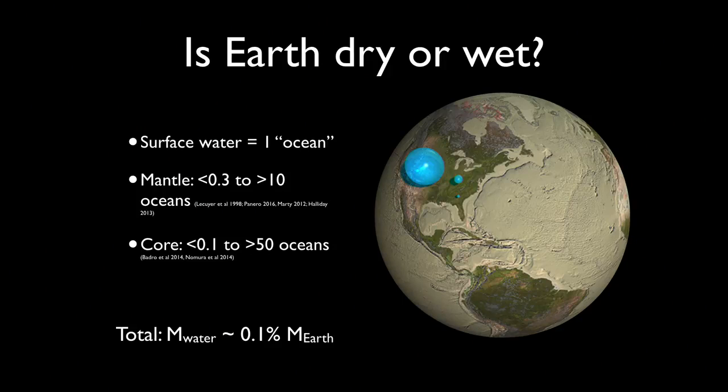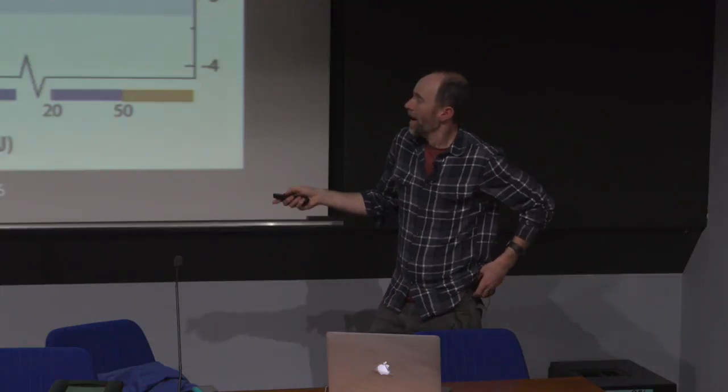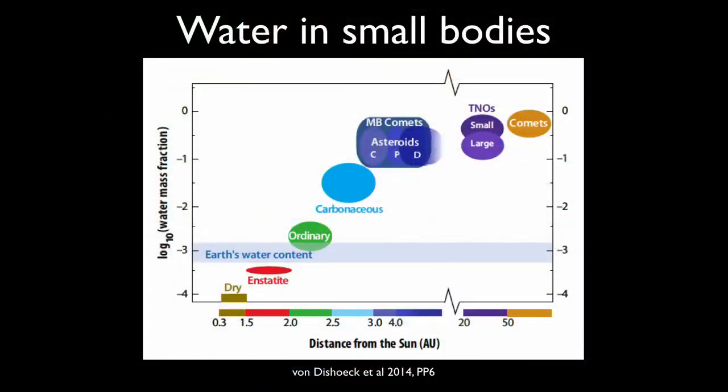So this is water content in log scale versus orbital distance. And so we think stuff that started off close to Earth's orbit was very dry. The inner part of the asteroid belt is quite dry, and the further out you go, the more water things have. Okay?